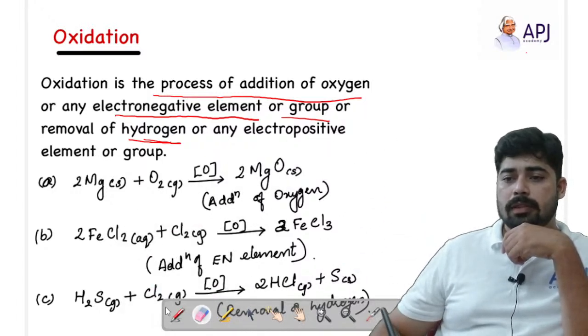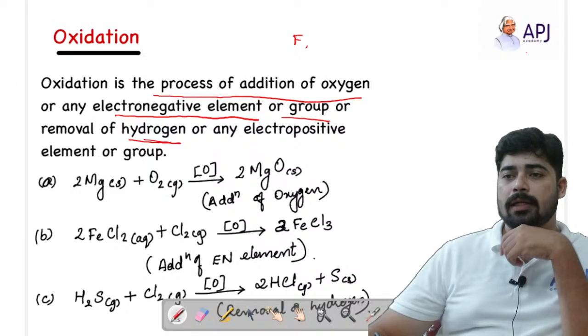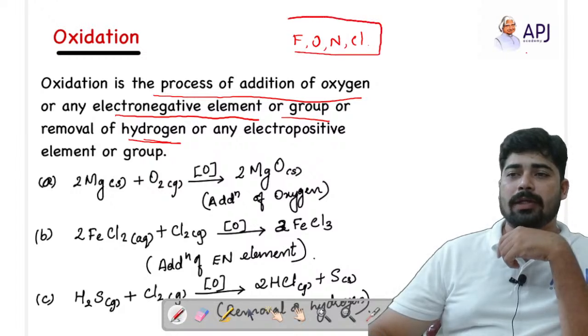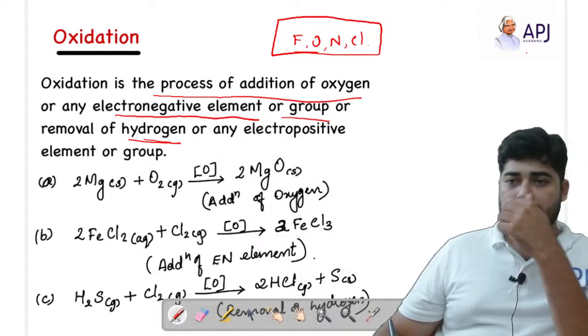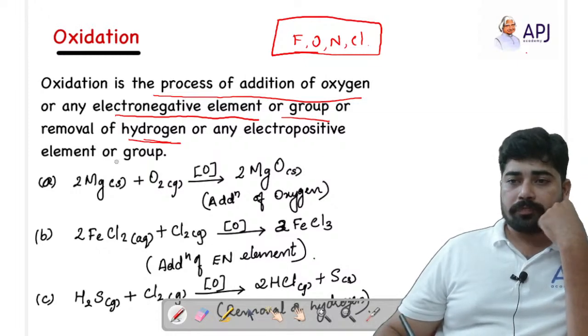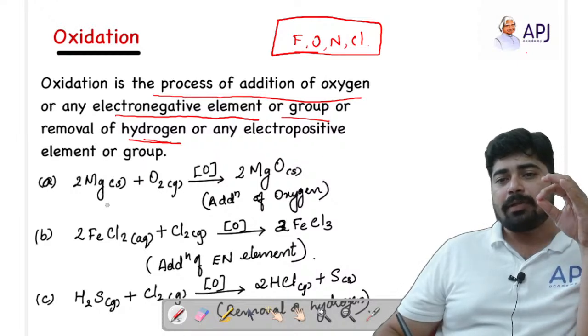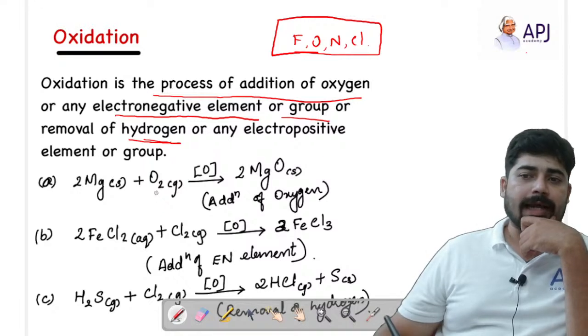So what are the electronegative elements? You know that the most electronegative element is fluorine, then comes oxygen, then comes nitrogen, then comes chlorine. Likewise, these are the most electronegative elements that we have studied in the periodic classification. Here I have given 3 examples in this slide where you can see different aspects of oxidation reactions.